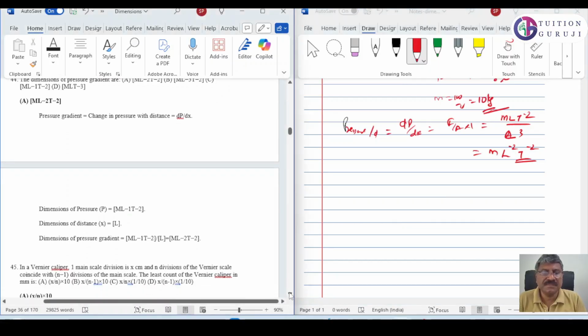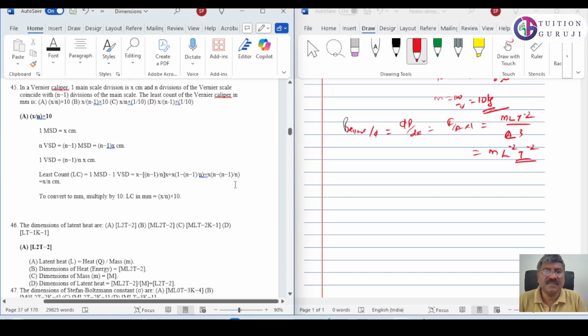Next one is a Vernier caliper. Main scale division is x centimeter, and n divisions of the Vernier scale coincide with n minus 1 divisions of the main scale. Least count of the Vernier caliper in mm.